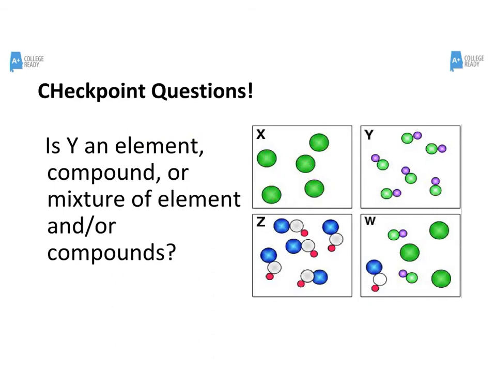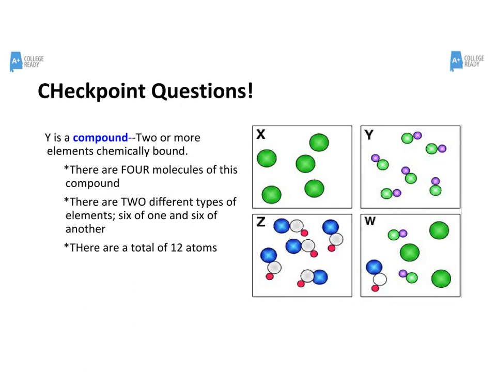Is Y an element, a compound, or a mixture of an element and a compound? Think about it. Y is a compound. We have 2 or more elements chemically bound together. We have 1, 2, 3, 4, 5, 6 molecules. 6 molecules of this compound. Each molecule is made up of 2 different types of atoms, so that we have 2 atoms per compound and a total of 12 atoms in Y.